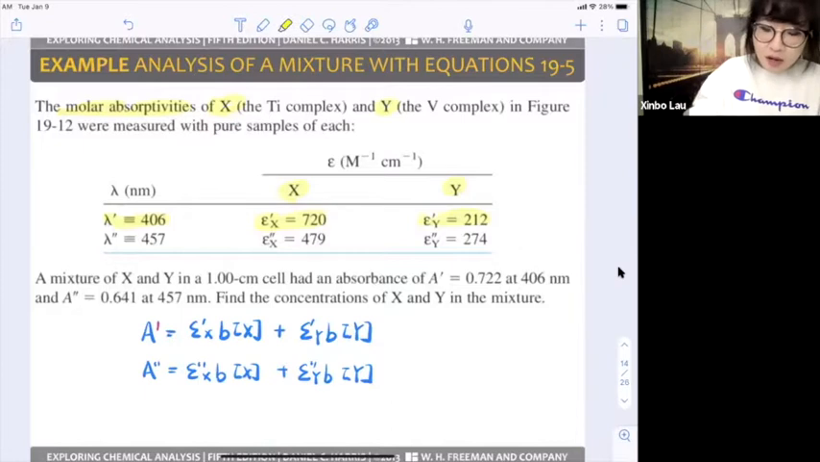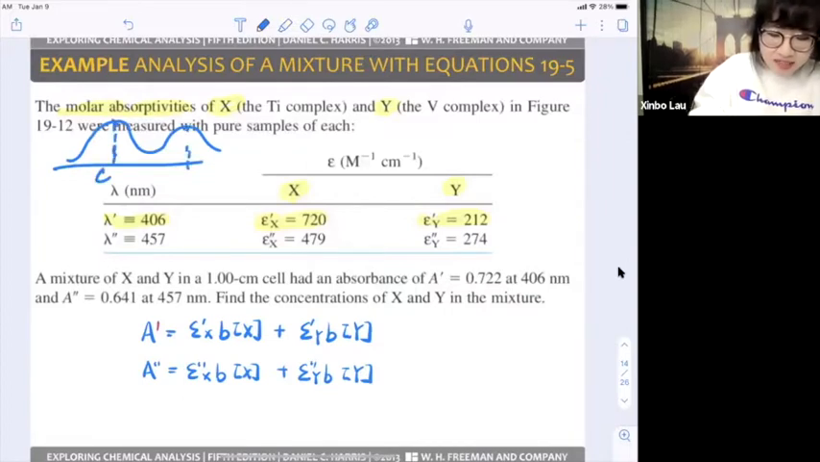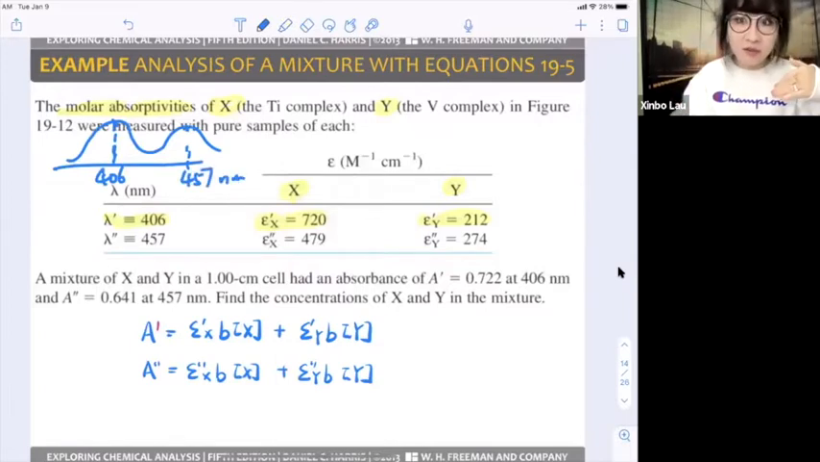And then you also, again, probably have something like this, right? You did a measurement and you have something like that. Okay, so at this wavelength, this is 406 nanometer and this is 457. That's what you measure and gather as information. And now you're going to use this information to figure out the concentration you have for X in that mixture, right? That's the story.